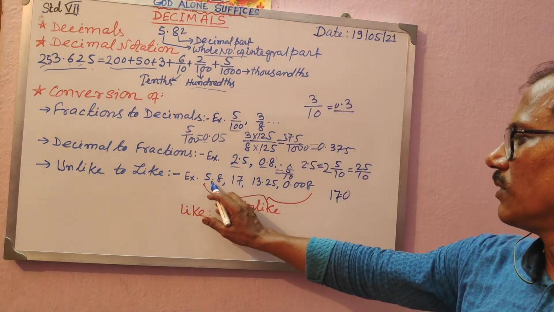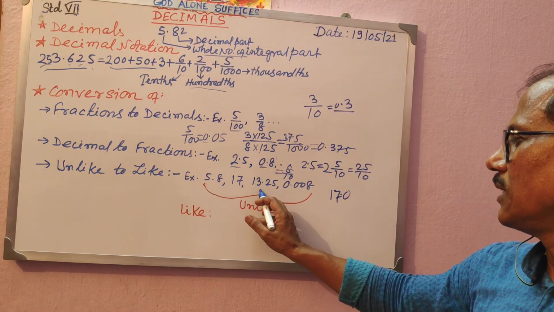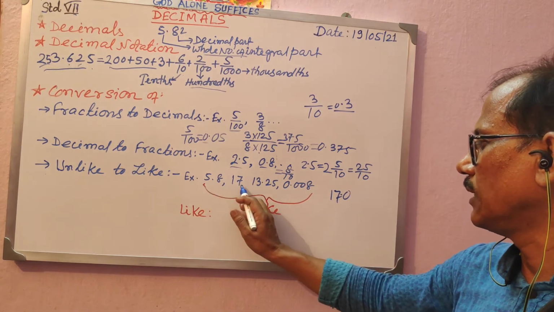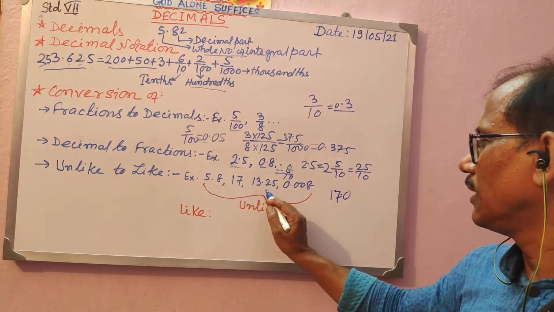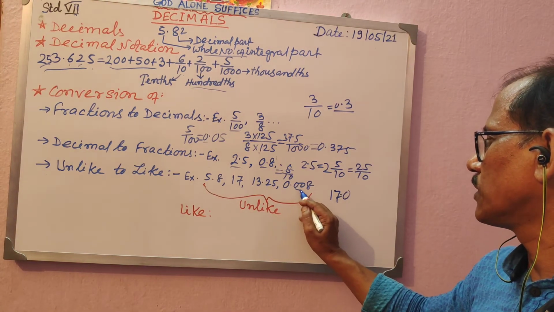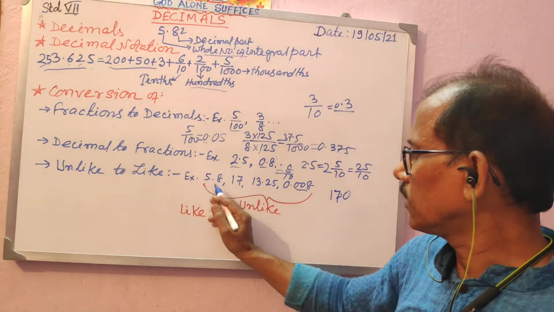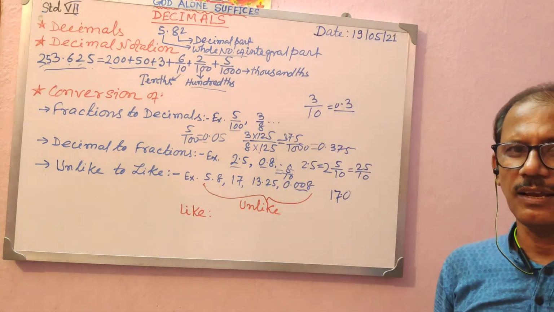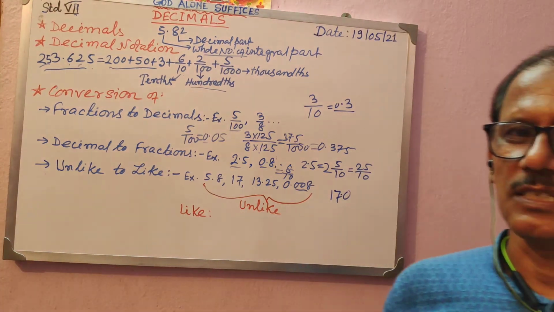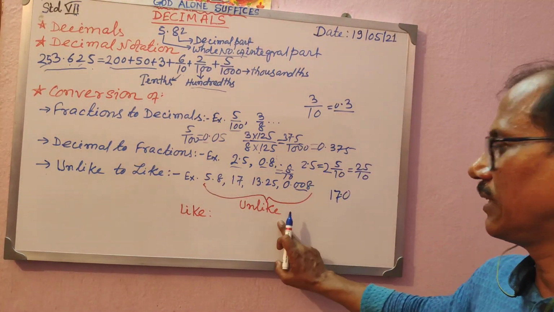So, 5.8, here the decimal places are 1. Here a decimal point is not given, none. Here the decimal places are 2. Here the decimal places are 3. So, they do not have an equal number of decimal digits. Therefore, those decimals are called unlike decimals, where equal numbers of decimal digits are not there. So, these all are unlike decimals.